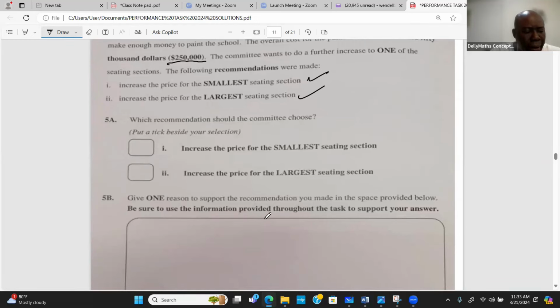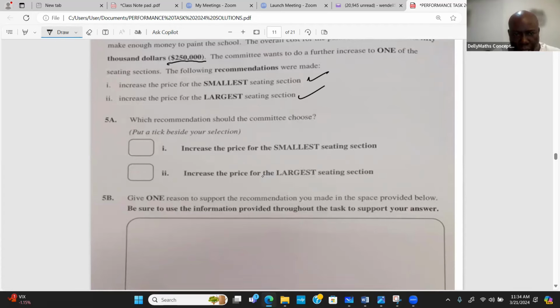All right, so what do they want us to do with this now? It says here, which recommendation should the committee choose? Put a tick beside. Whenever you tick this, you're going to have to just quickly defend it. So this is an open question. We have to tick one.